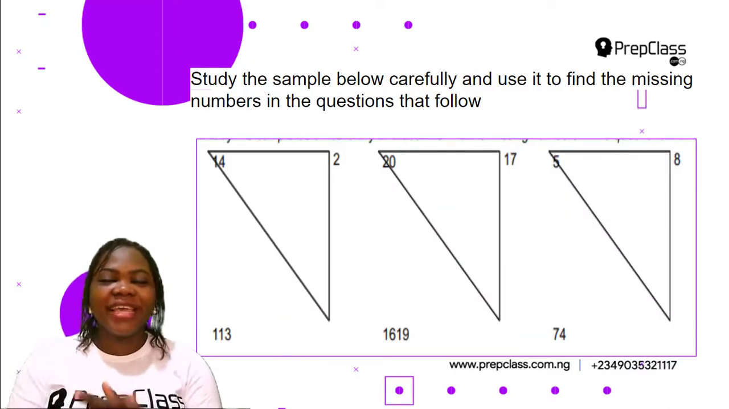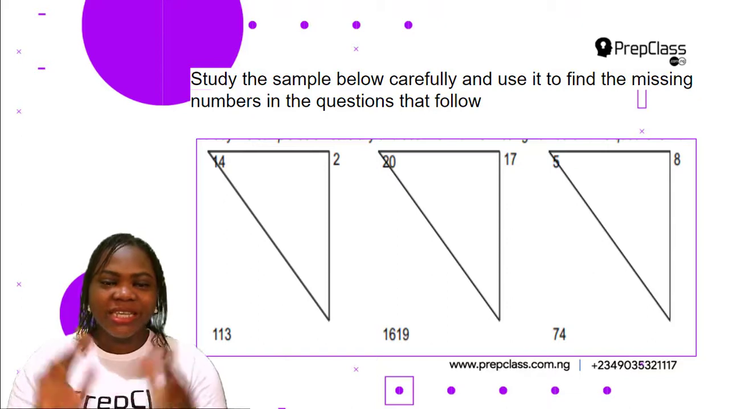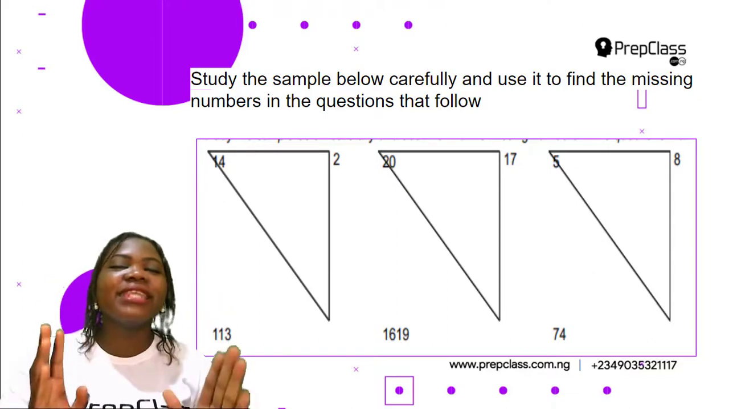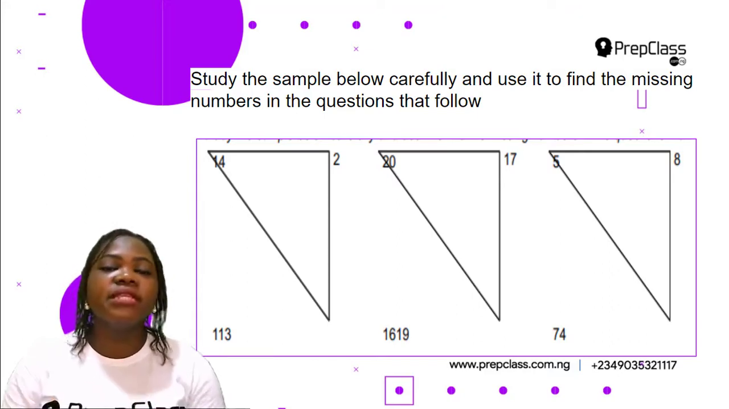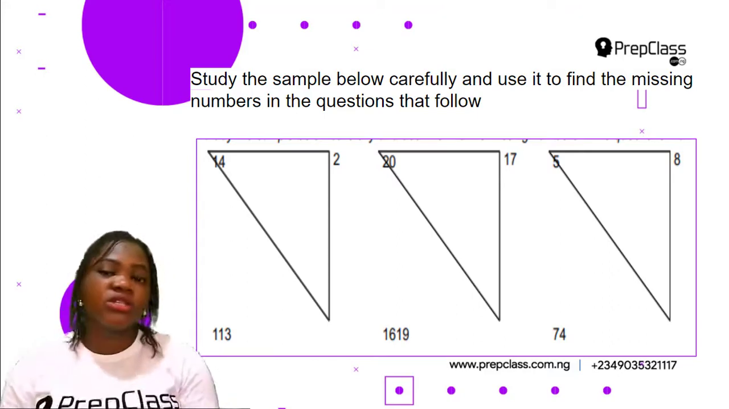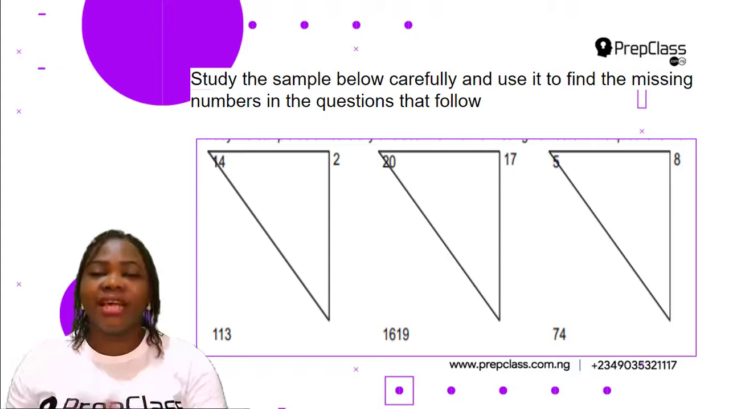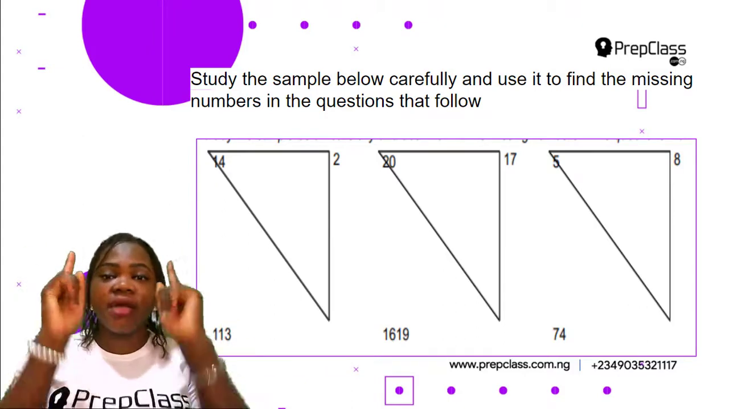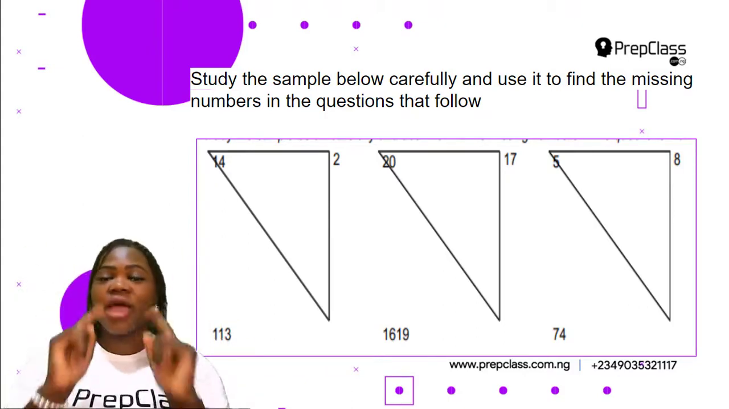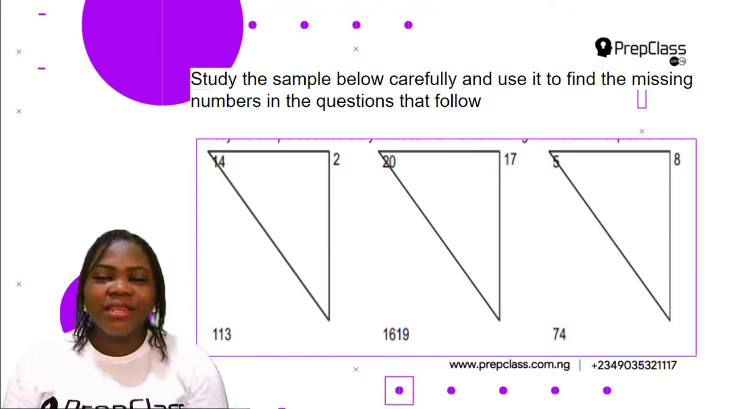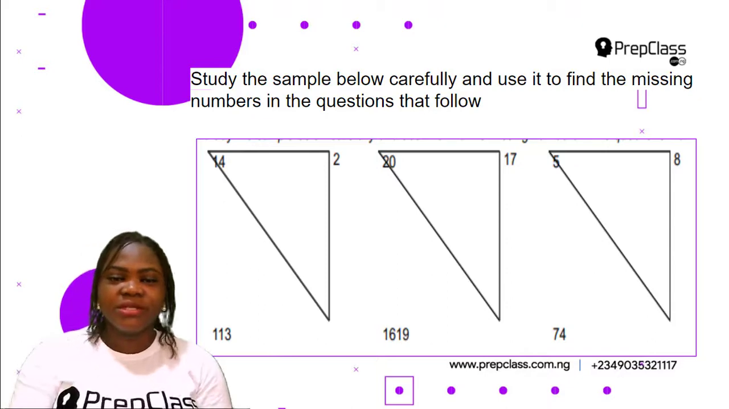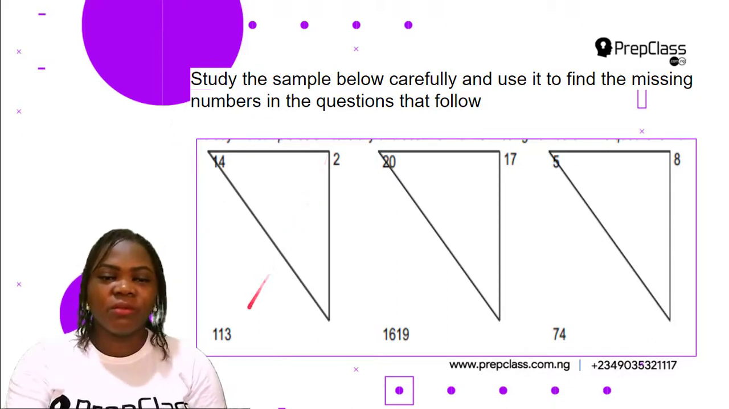So we have a set of samples here to study. Look at the instruction. Study the sample below carefully and use it to find the missing numbers in the questions that follow. So this means that we cannot go ahead to answer the questions until we are able to study the sample below and find out how to solve the samples. Okay, so there are three samples here. So we have two top numbers and one bottom number.